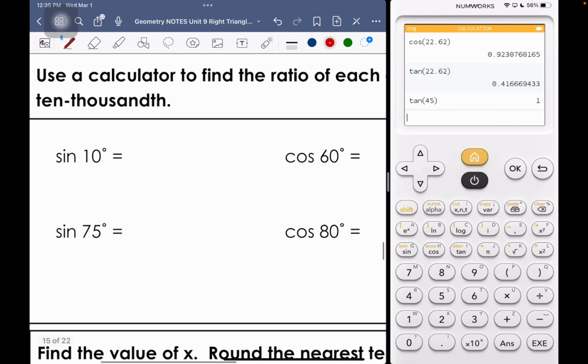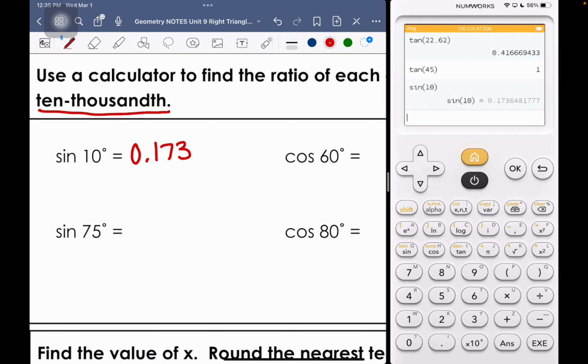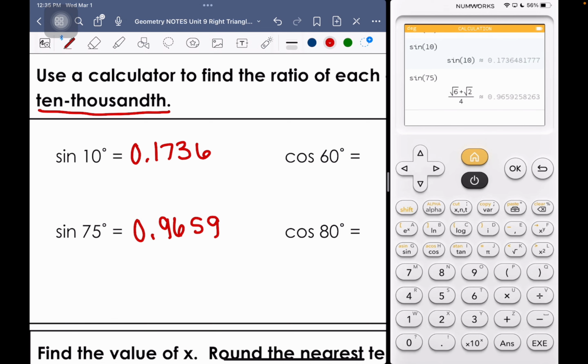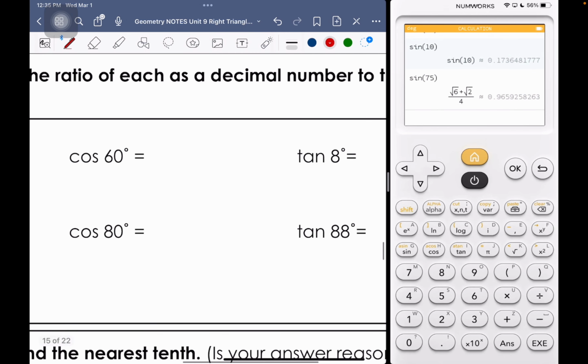Now we're going to enter all these in, and we're rounding to the 10,000th. Sine of 10 degrees is 0.1736. Sine of 75, 0.9659. If you want to, take a calculator and calculate these along with me, so that you're understanding how to use the calculator when you do your homework. I suggest doing that.